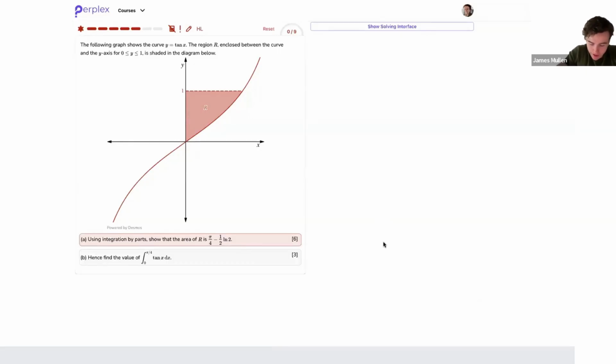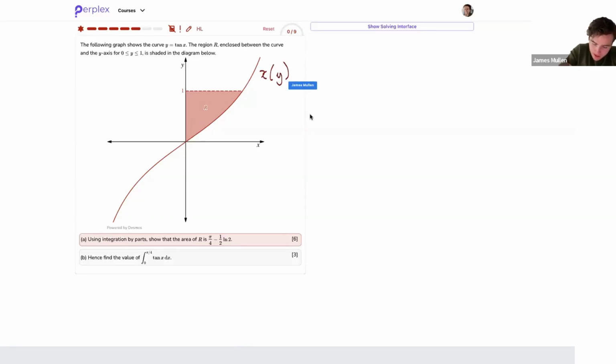I'm looking for the area enclosed between the curve y is equal to tan x and the y-axis. That means I'm integrating with respect to y, right? I need to find first an expression for x in terms of y. I want x in terms of y.